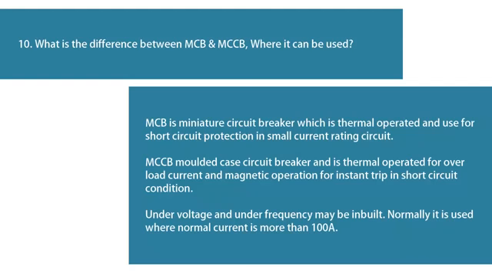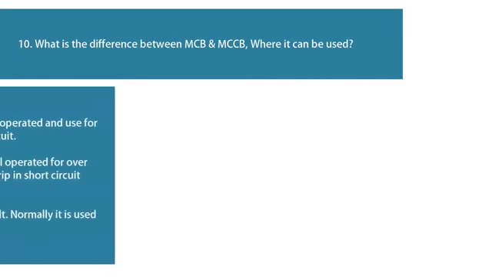MCCB is a molded case circuit breaker. It is thermally operated for overload current and magnetically operated for instant trip in short circuit condition. Under voltage and under frequency protection may be inbuilt. Normally it is used where normal current is more than 100 A.